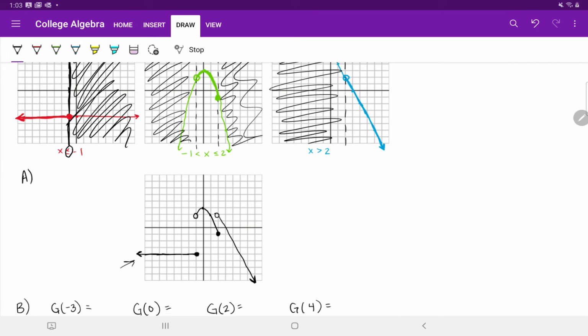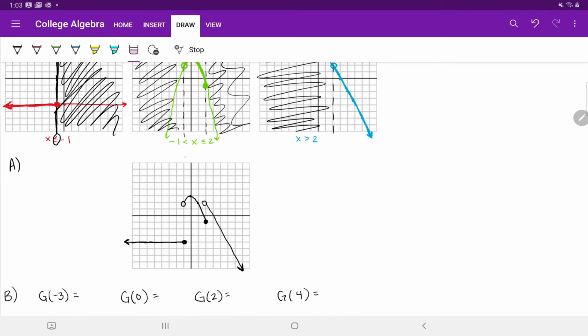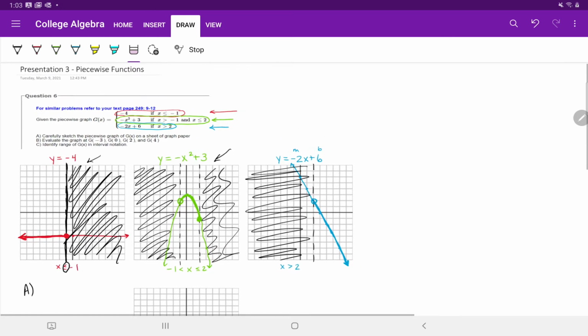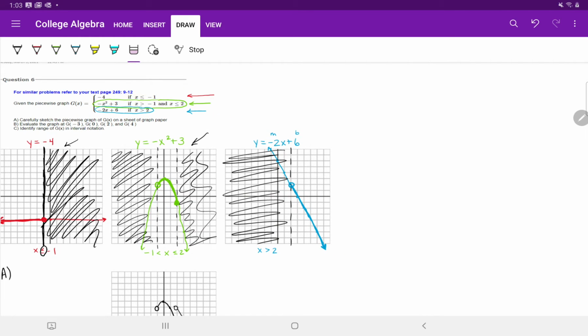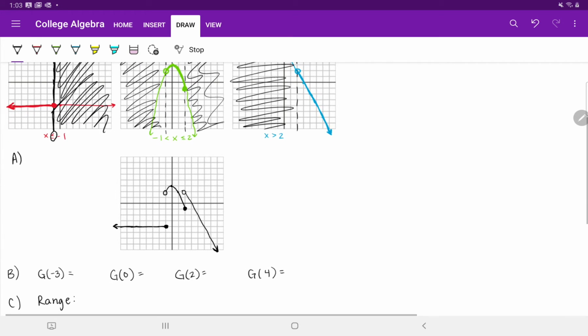First of all, don't forget arrows. If the left or the right hand side of your function goes on forever in one direction, don't forget to draw those arrows there. And then second, make sure that your pieces of your function line up. Notice that if we go back to the original function, my function should change domains at -1 and +2. So our graph should look like it has breaks, so to speak, at -1 and +2. And in fact, that's exactly what we have here in this example.